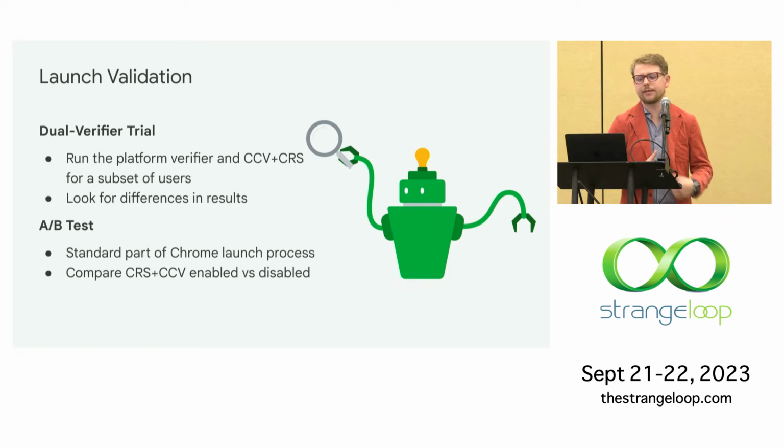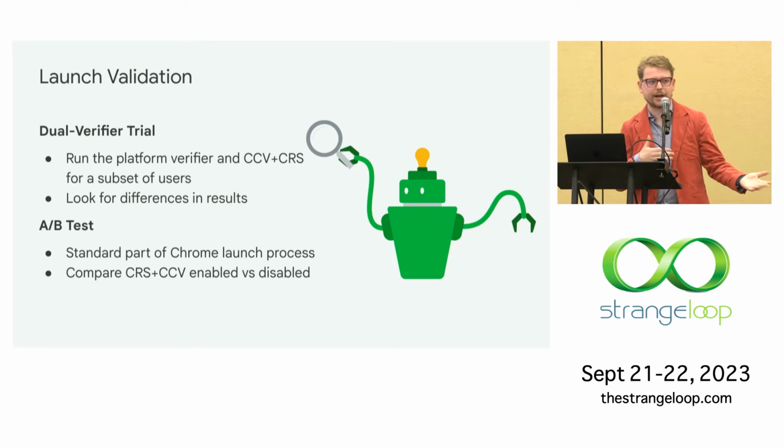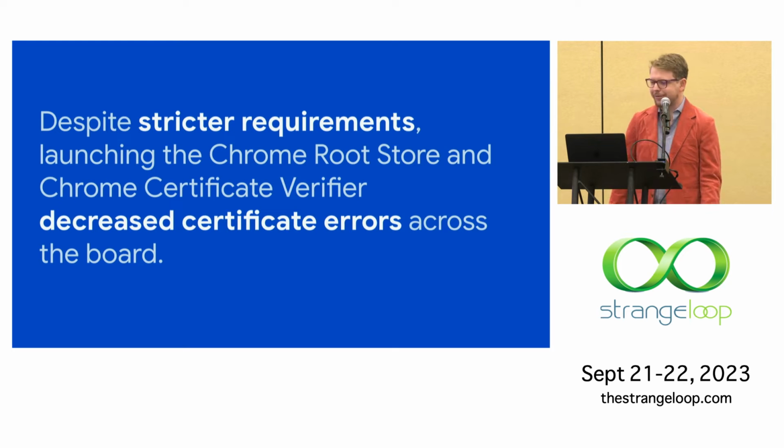How did we actually validate that this was working? Well, we did two things. We ran a dual verifier trial on a subset of users that ran both the platform verifier and our verifier and compared the results. Then we looked for differences and asked, do we expect these? Then we also did a standard A/B test of CCV versus the platform verifiers. And we learned some crazy stuff, which is that despite the fact that we launched stricter requirements, we actually decreased certificate errors across the board.